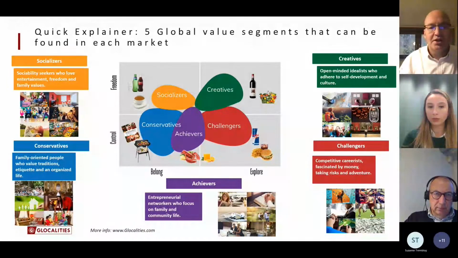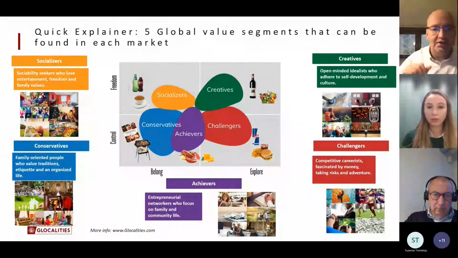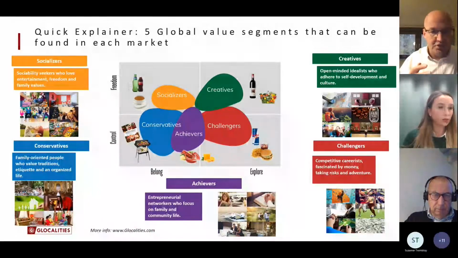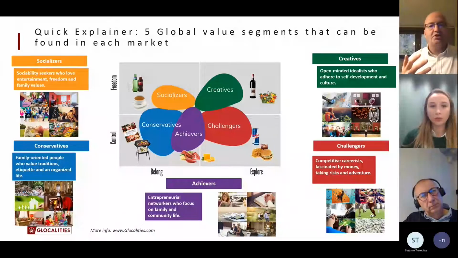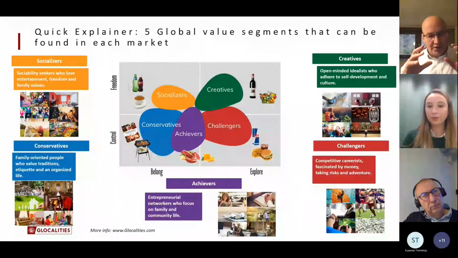And socializers, they're hardly present in Asia. They are small. There are some markets that are bigger, but this is something very Northwestern European oriented. And creatives, for instance, are still 23% of the Japanese population. So here you already start seeing that you'll find these value patterns in all markets. This already suggests that the differences within each market, if they are there, will be bigger. And we'll prove that with the next slide.